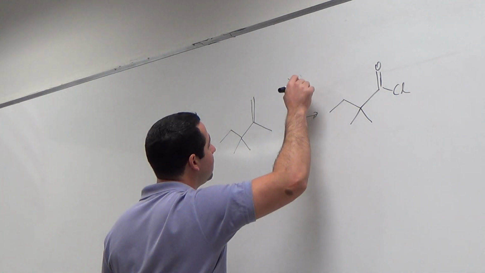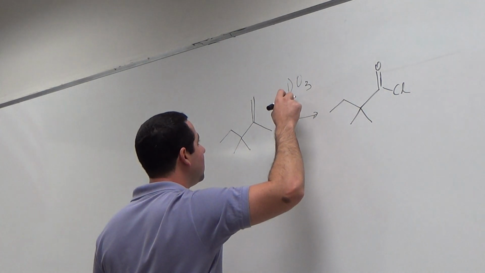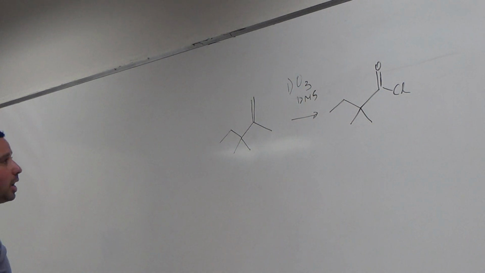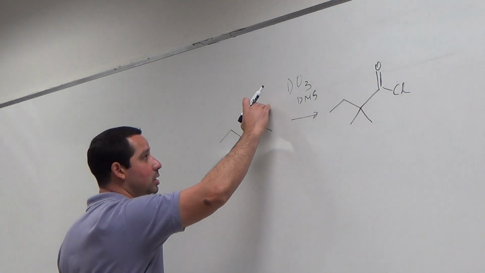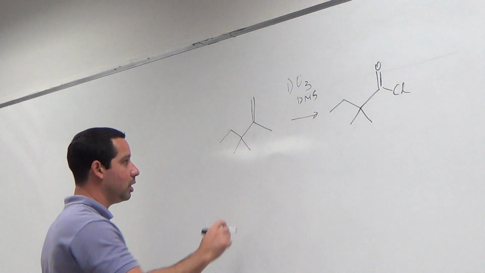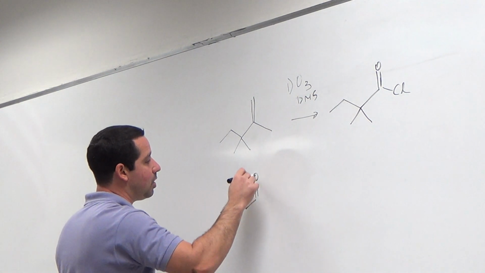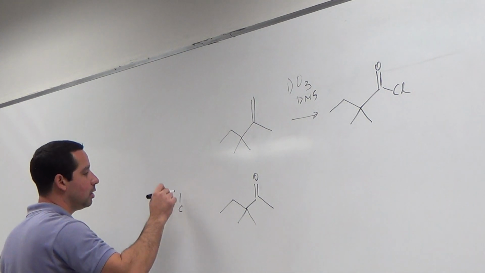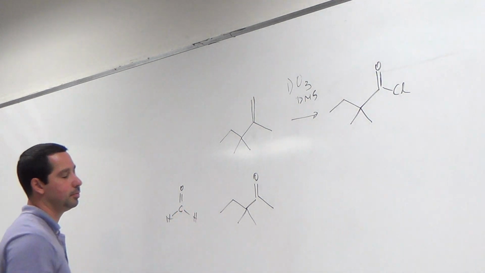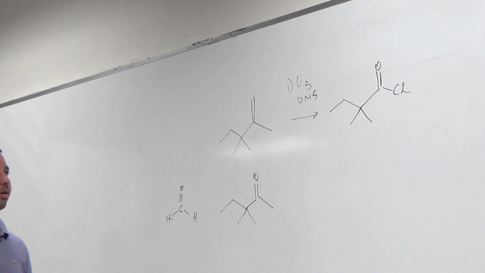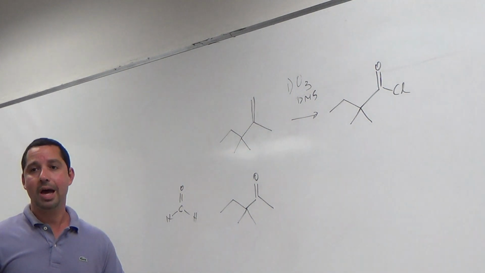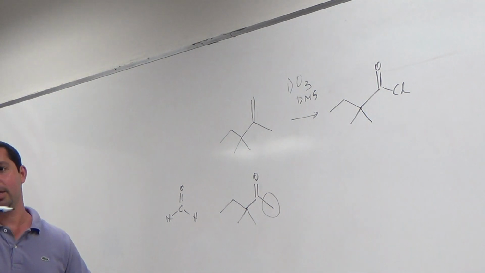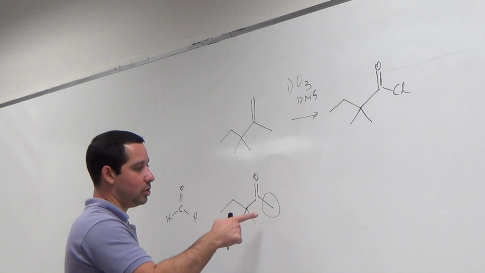So ozonolysis, and then what are you going to add after that? DMS. That is going to cut this here and put an oxygen there, plus an oxygen on the other one. And then now I have what again? A methyl ketone. So it's the same thing as before, but different, because we have a methyl ketone.